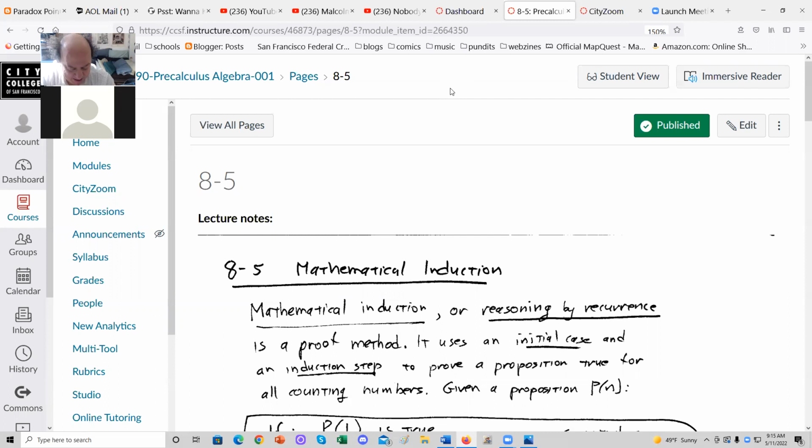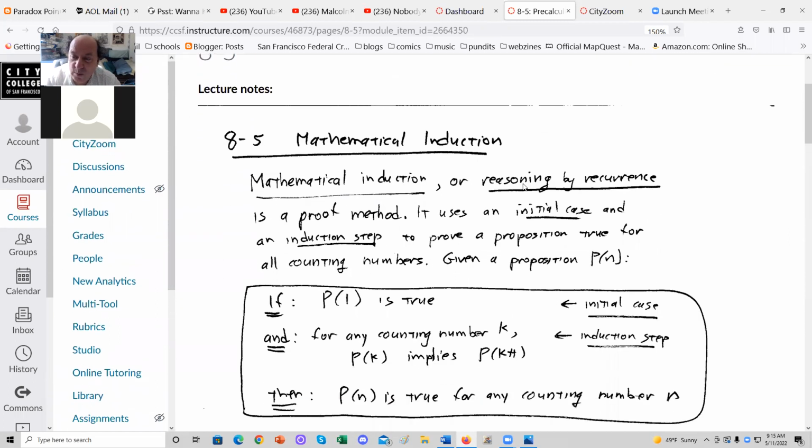But mathematical induction is a way to use a couple of examples of a statement to prove it true in general, provided that you do a couple of things along the way. I actually prefer to call it reasoning by recurrence. It uses an initial case, there's your induction, and an induction step, that's actually a deductive step, to prove the proposition for all counting numbers.